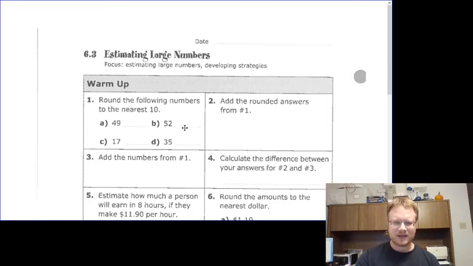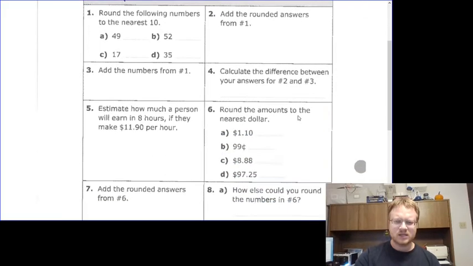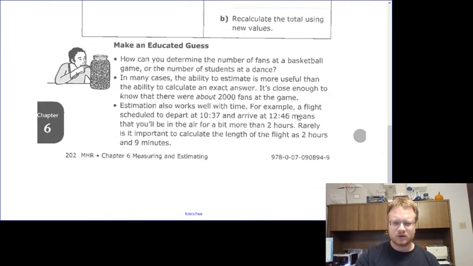If you have a copy of the handout, there are some practice math warm-up questions here that I'm not going to worry about today. Let's just move on and get right into talking about large numbers. Make an educated guess. How can you determine the number of fans at a basketball game or the number of students at a dance? In many cases, the ability to estimate is more useful than the ability to calculate an exact answer.